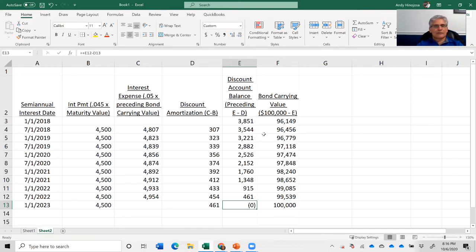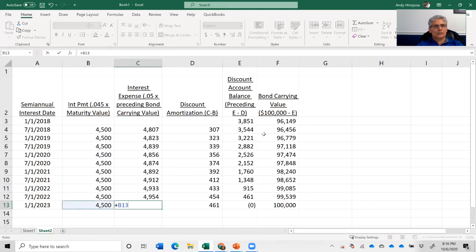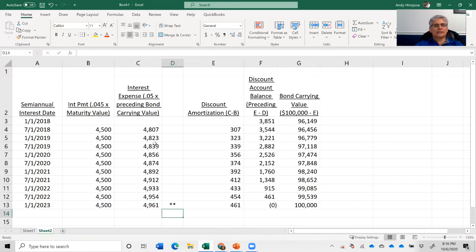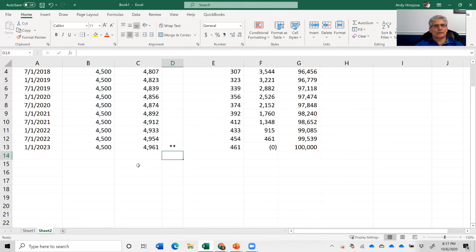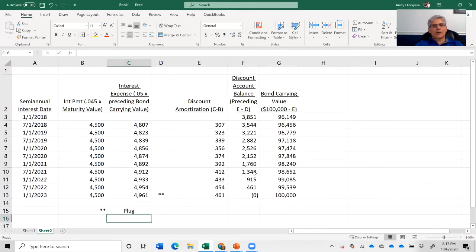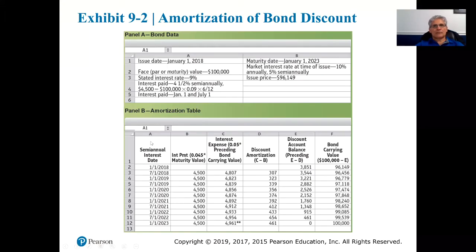So everything seems fine, except now we need to know how much interest we are recognizing. To make this all work, we're just going to take the interest payment of $4,500 and add to it the 461. So 461 really becomes a plug. And we have to plug the number because the amortization isn't perfect. All right, so now we know how this was derived.